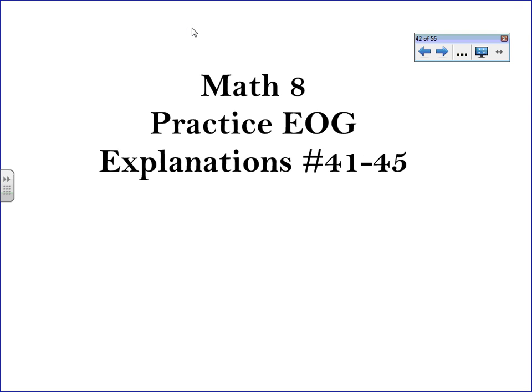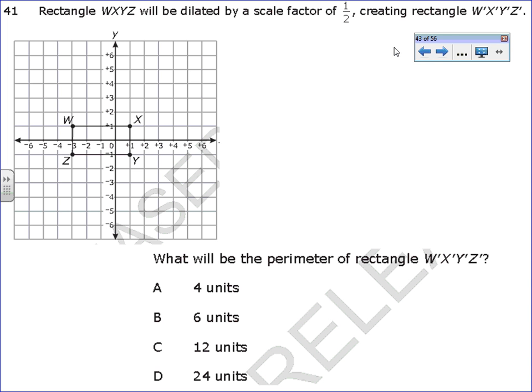In this video, we are going to be going over the Math 8 Practice EOG explanations for problems 41 through 45. The first question, 41, says rectangle WXYZ will be dilated by a scale factor of 1/2. So they're telling me that my scale factor is 1/2, creating W'X'Y'Z'. What will be the perimeter of the new rectangle?